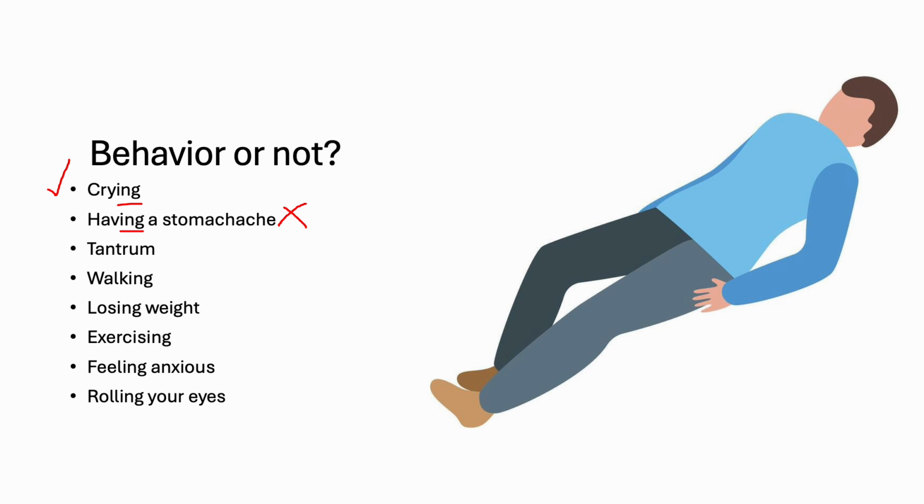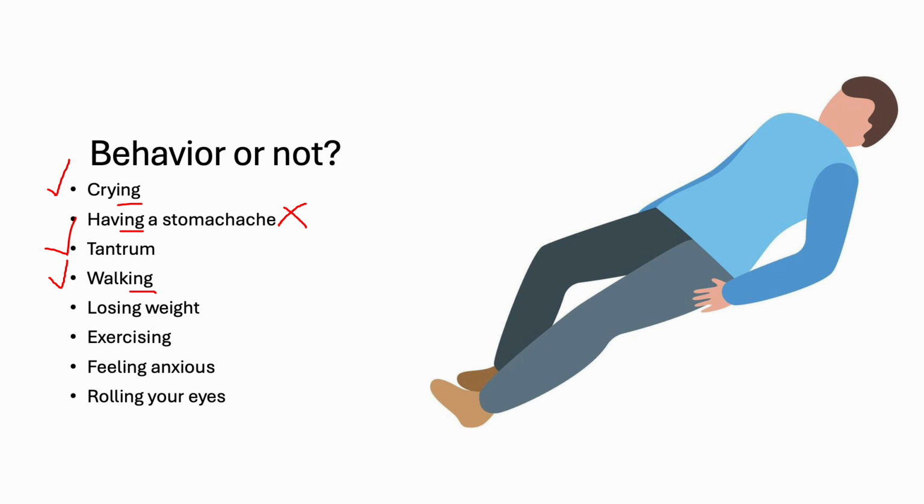Next, we have a tantrum. A tantrum does pass the behavior test and can involve many different topographies of behavior. Walking, again, has the ing. Tantrum does not have the ing. It can be tantruming, but it is an action. So that's why it passes the behavior test, or the dead man test. So it is a form of behavior.